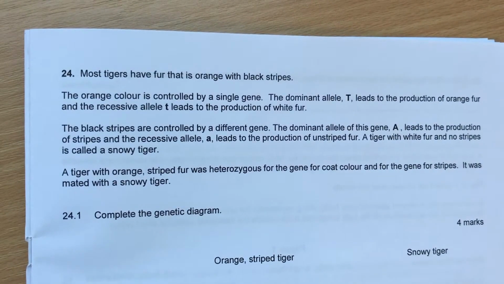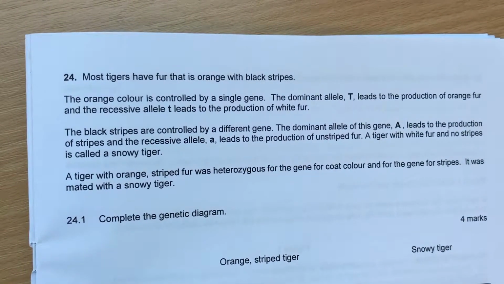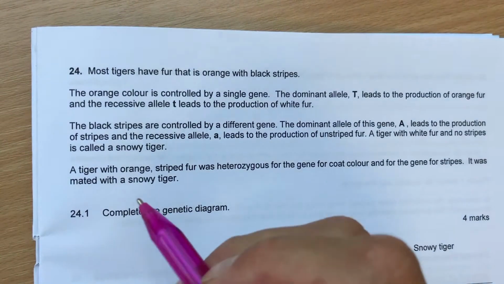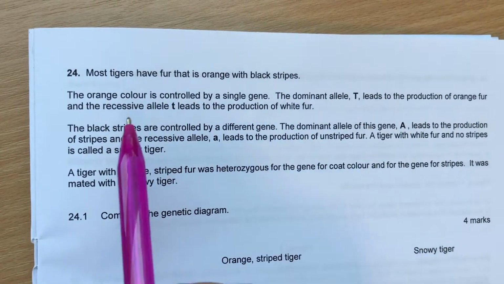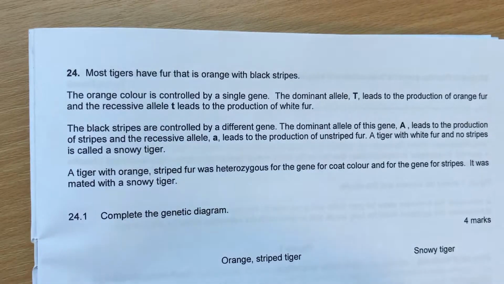This is question 4 from the Inheritance and Evolution homework book. It is an example of a dihybrid cross, and I'll show you how it works. So most tigers have fur that is orange with black stripes.